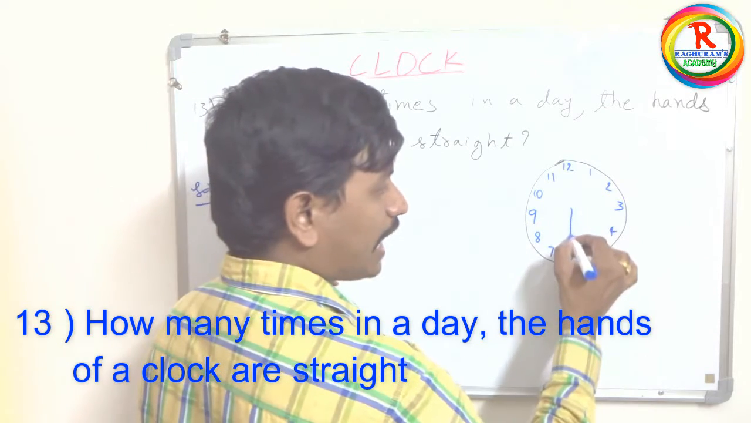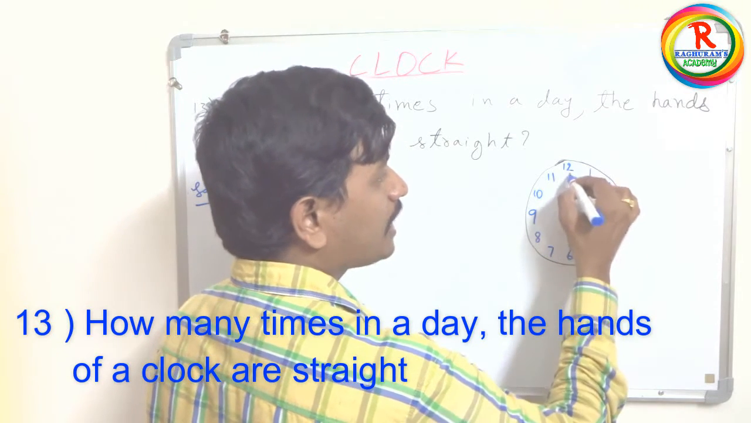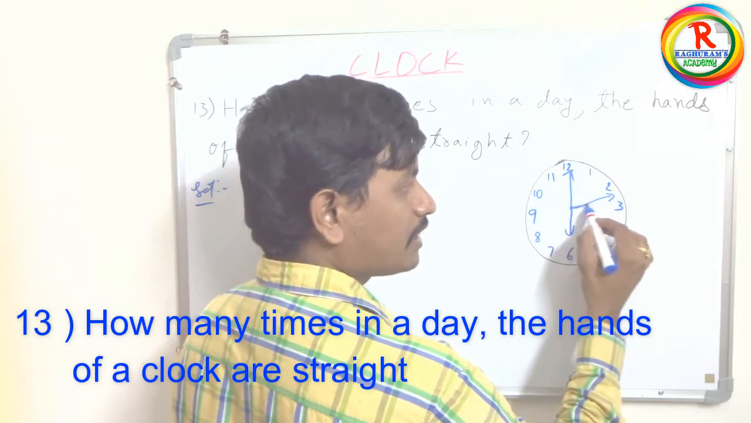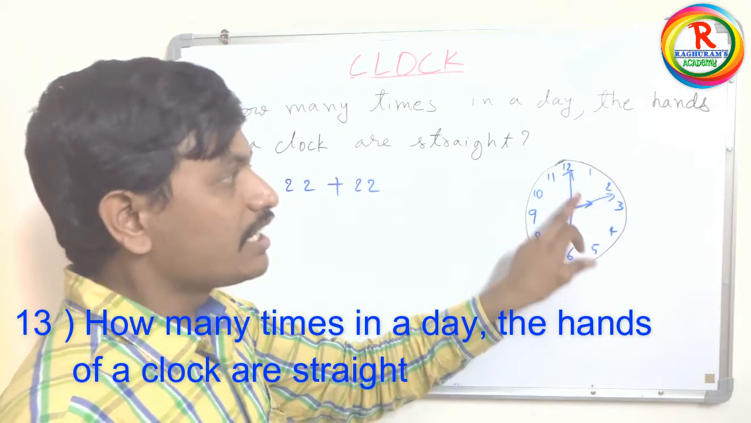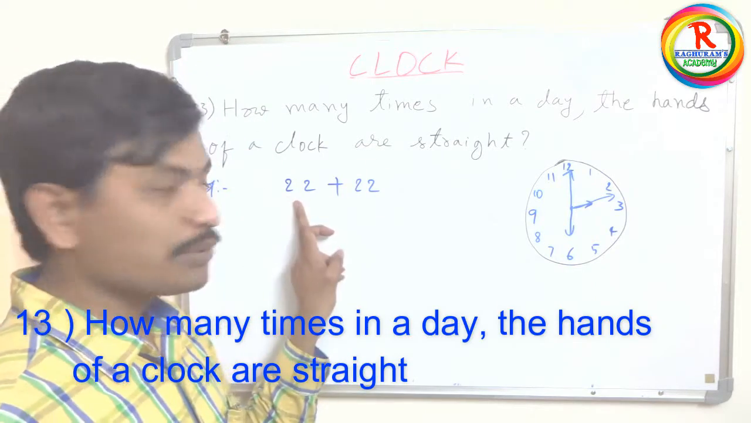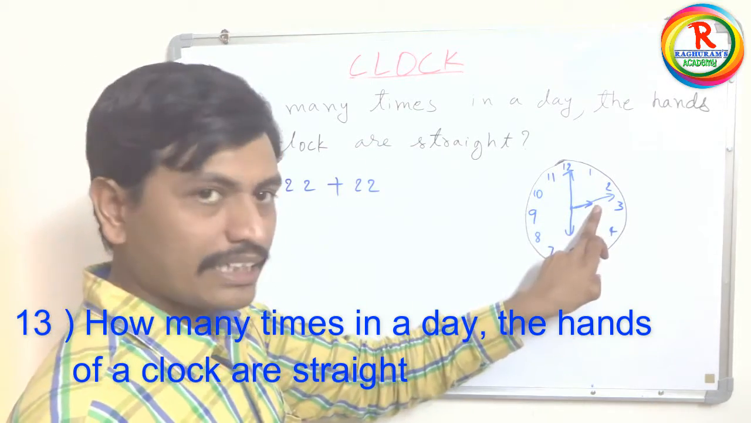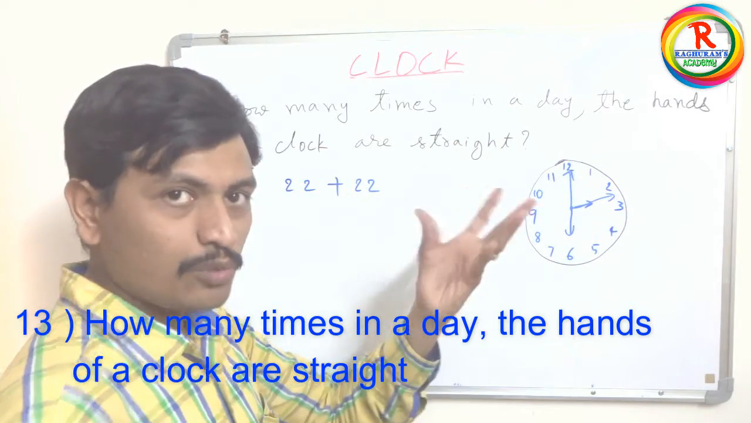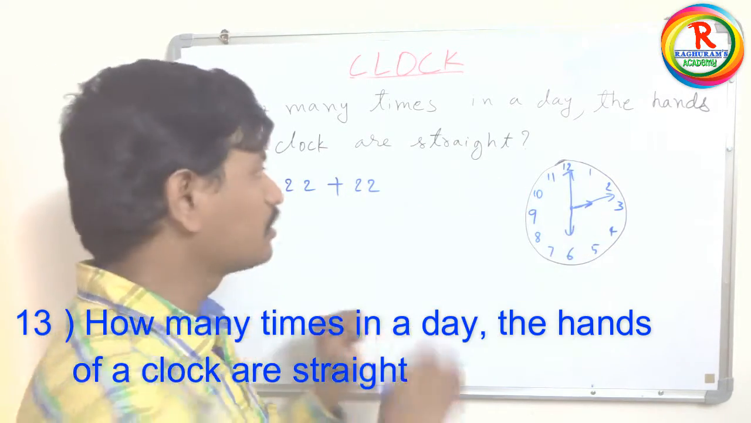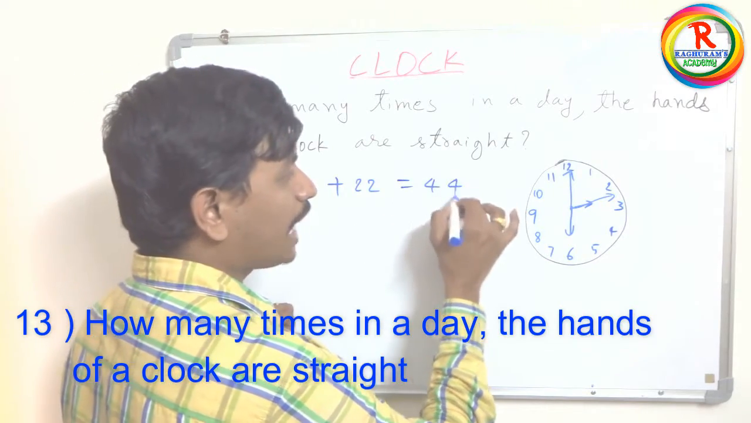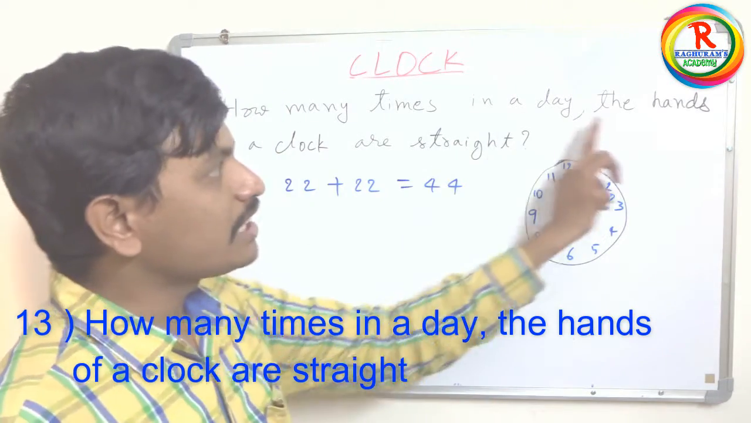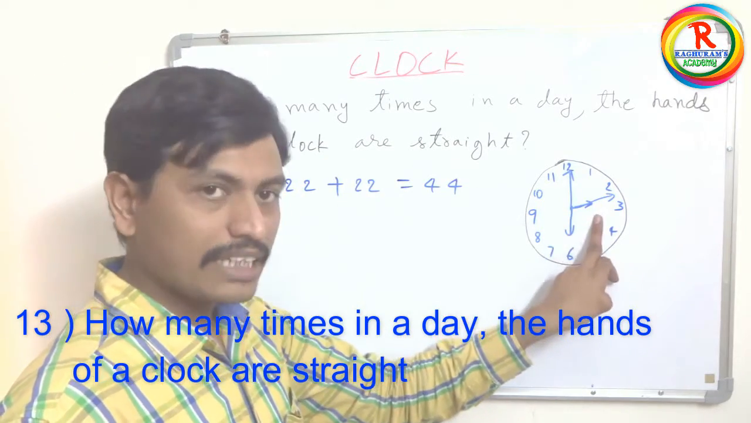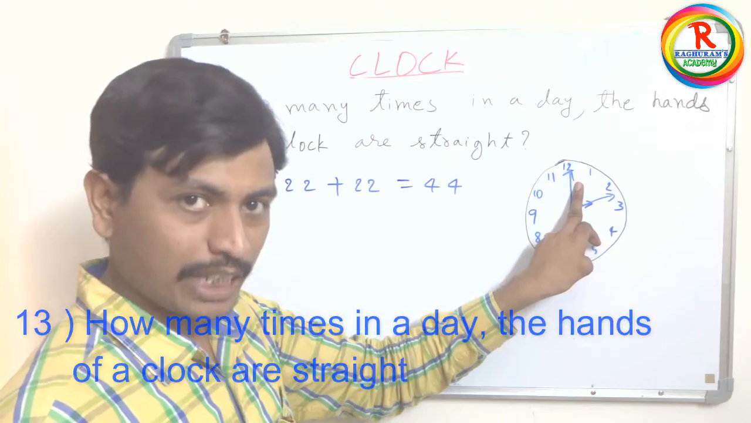So opposite is like this, hour hand and minute hand, and coincide maybe like this. This is hour hand and minute hand. So opposite sides, 11th problem, 22 times we got it, and coincide, previous problem, 12th problem, we got 22 times. Straight means we have to count both, coincide as well as opposite. So the answer is 44 times in a day. That is coincide 22 times, opposite 22 times.